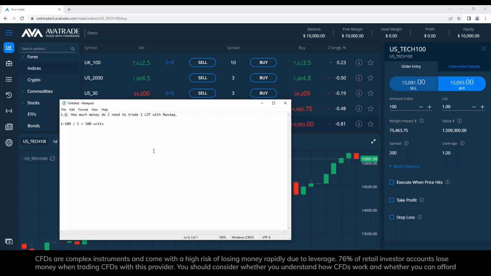Okay, so one lot equals 100 units. And how much does that cost? To know how much money is needed, this exercise is going to be universal, so you can use it with gold or a stock or anything else you want to try, not just Nasdaq, and it's still going to work. First we must know the value. The value means how much the whole one lot is worth.